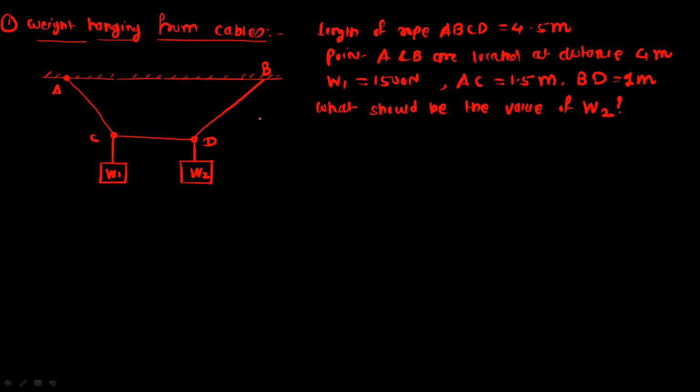So this is the first category, where we will solve the problems where a weight or object is hanging from the cables. In the first problem, the length of the rope ABCD, which is connected to the wall or ceiling, is equal to 4.5 meter. So the total length AC plus CD plus DB is equal to 4.5 meter. The points A and B are located at a distance of 4 meter from each other. This horizontal distance is equal to 4 meter.